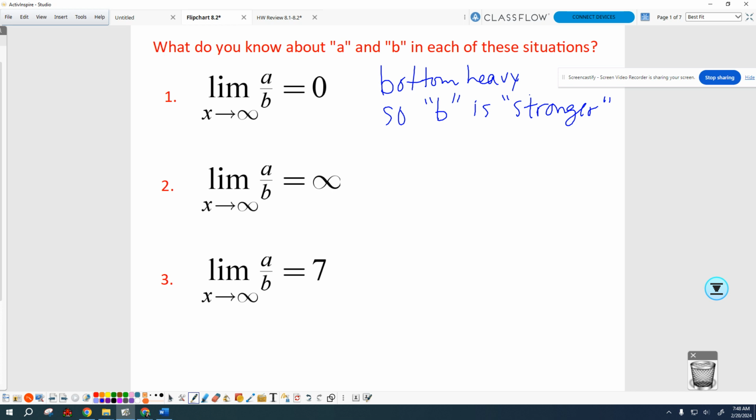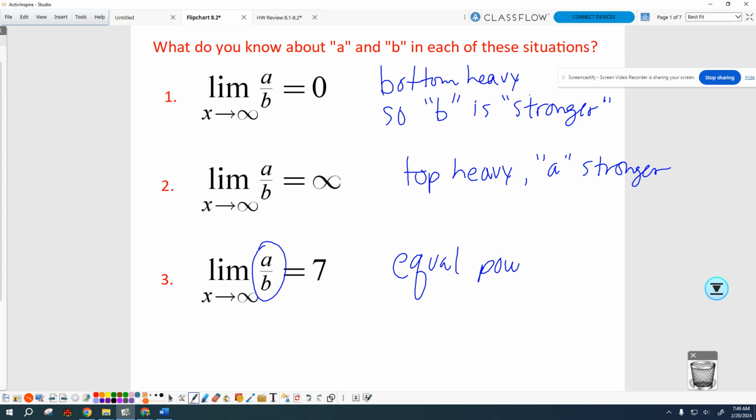It's top heavy. So what does that mean about the function a and b? A is stronger. So a is stronger, goes to infinity faster, it's a bigger number overall. Jamie, what do you think about the last one? I said A over B equals 7. Well, right, but what do you know about a and b? That there's a horizontal asymptote.